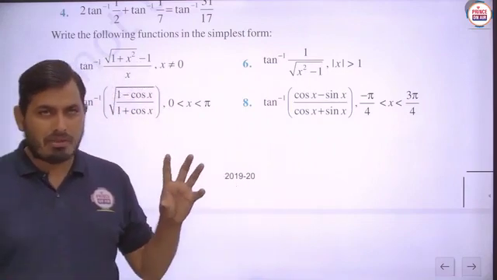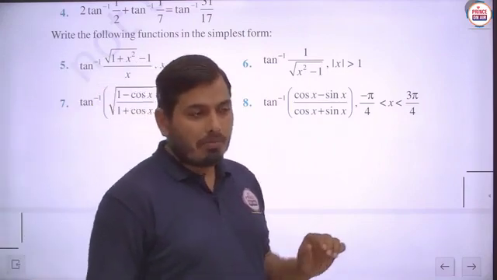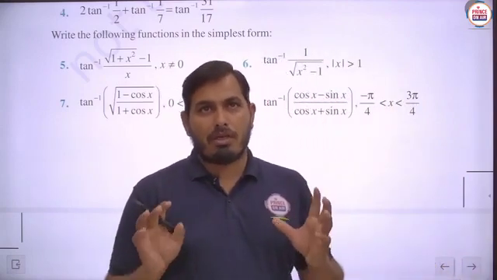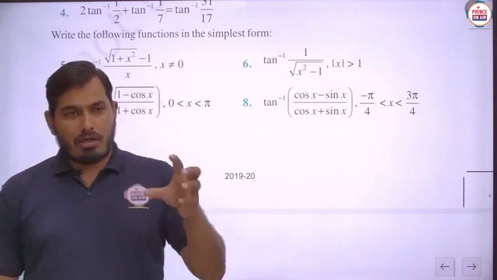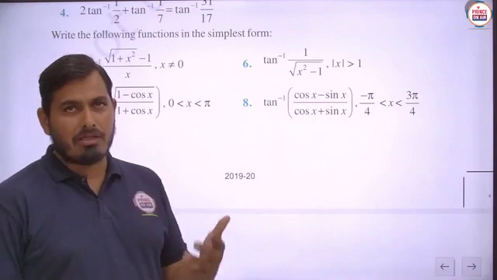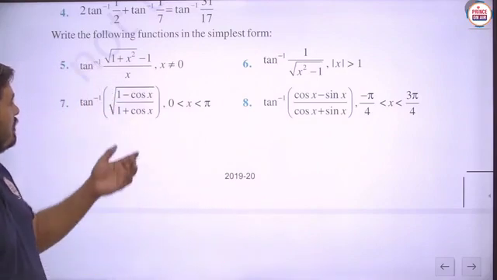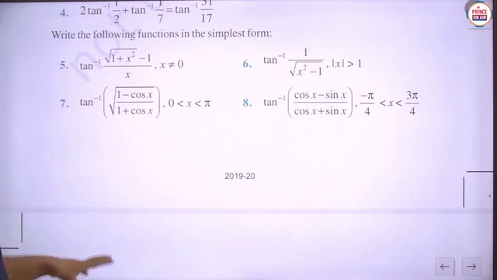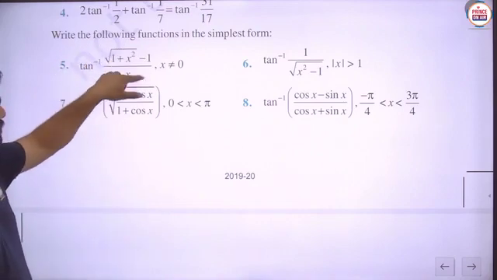Sometimes the expression is given in terms of x, sometimes some trigonometric functions are given. Then we have to simplify the given input part so that the basic inverse will be simplified here, as per the given condition. In questions number 5, 6, 7, 8 you can see the expression, and this particular input is a complex type of input.